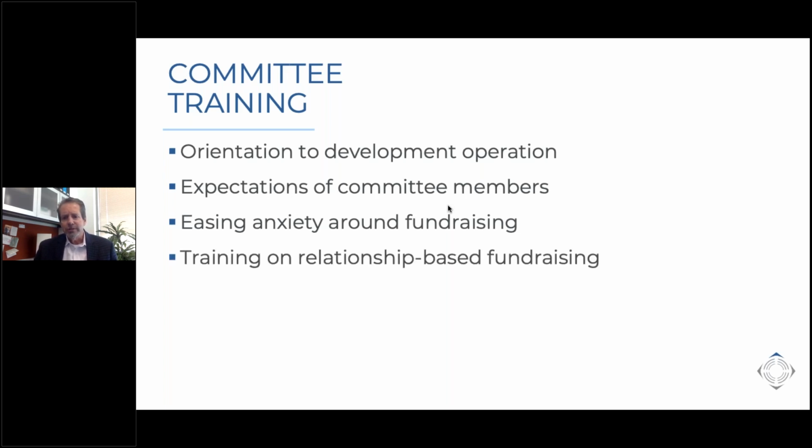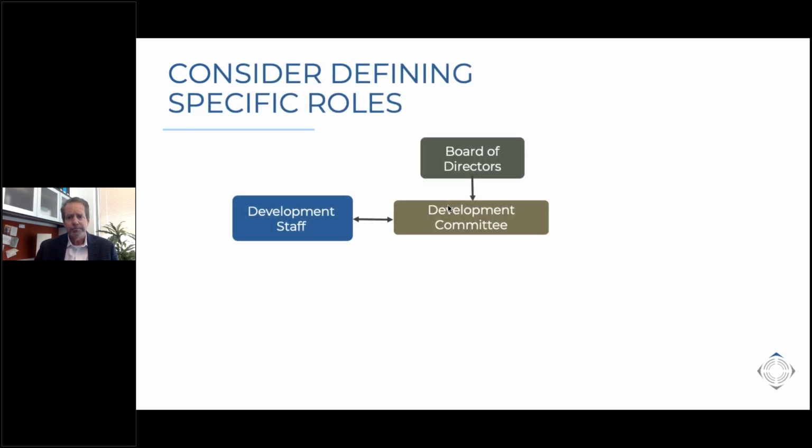Training on relationship-based fundraising. And I know in our opening question today that most of you were sounding off on was, when are you going to do a live event? You know anything about us, we're not big proponents of fundraising largely through events. It is relationship-based fundraising. And ideally, that's where you want the engagement of your development committee to be.